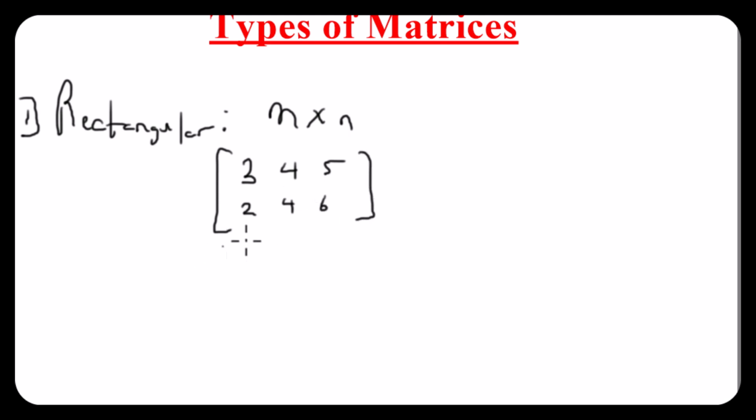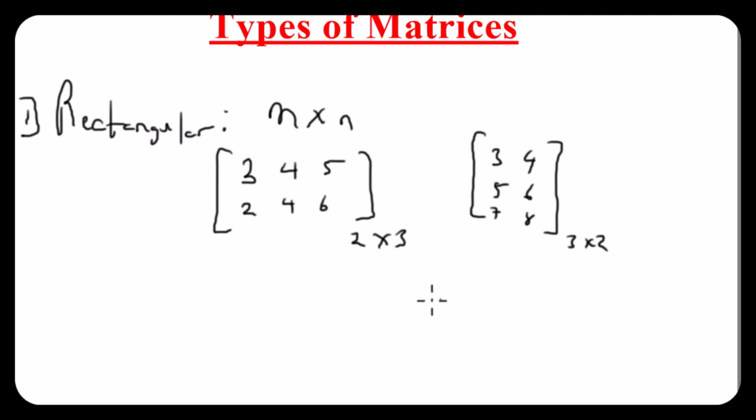A typical example, so when we have 3, 4, 5, 2, 4, 6. So this is an example of a rectangular matrix because this has 2 rows and this has 3 columns. So when the rows and the columns are not equal, another example, 3, 4, 5, 6, 7, 8. So this is also a rectangular matrix. This is a 3 by 2 order of matrix. So when the number of rows and columns are not equal, then we say it is a rectangular matrix.